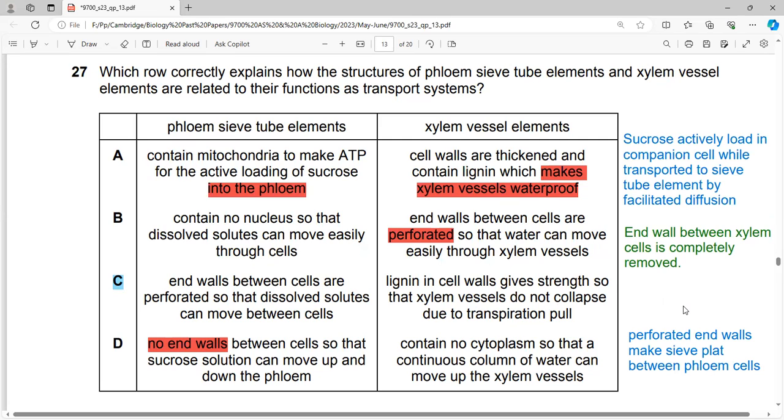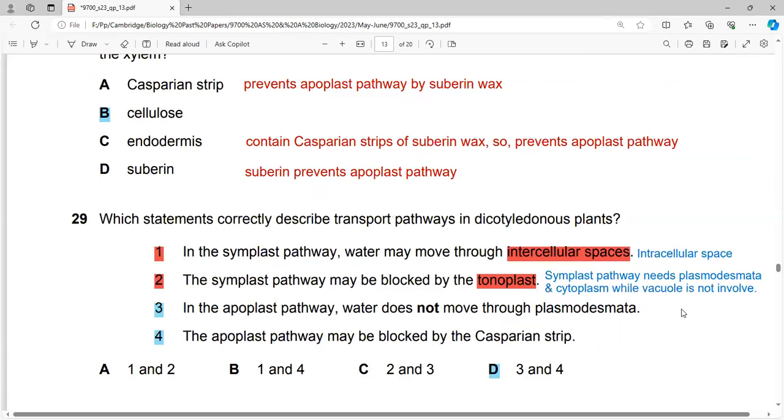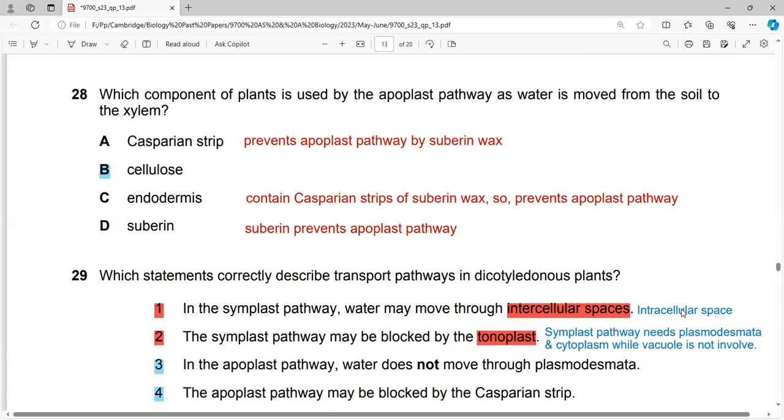So whenever these long questions come, you should take the pencil and try to identify or falsify these points on the basis of your concrete concepts. We're going to proceed to question number 28. Which component of the plant is used by the apoplastic pathway as the water moves from soil to the xylem?